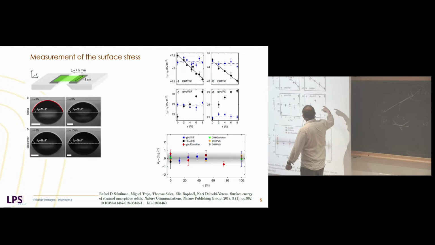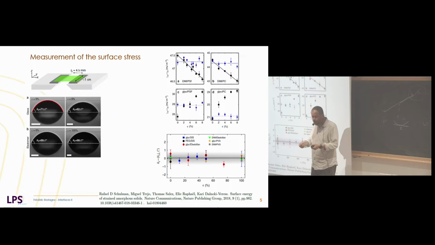I won't summarize all of that, but the other thing that they have done is that after having done the experiment with polycarbonate, they heated the sample and let it cool in order to relax the surface of their sample. When they do this kind of deformation, then they recover the contact angle with no strain.